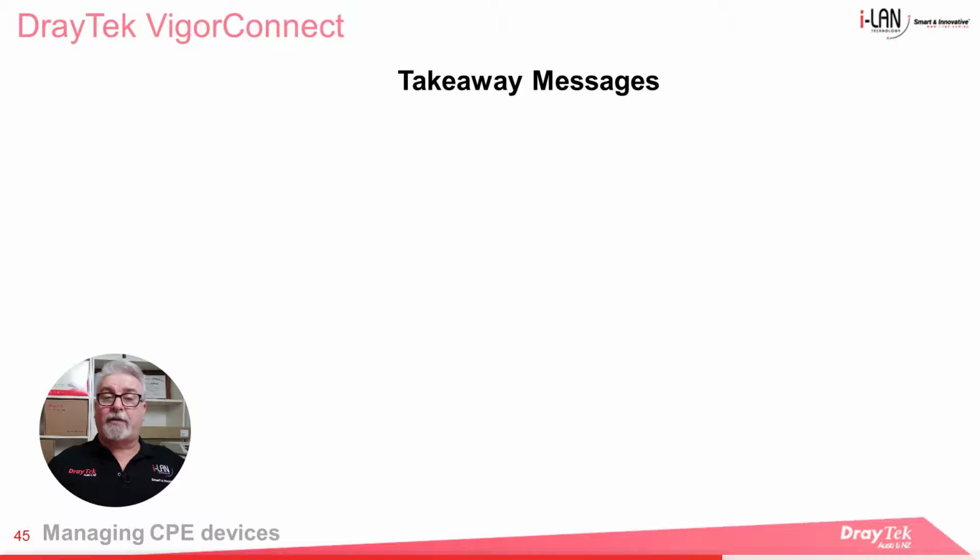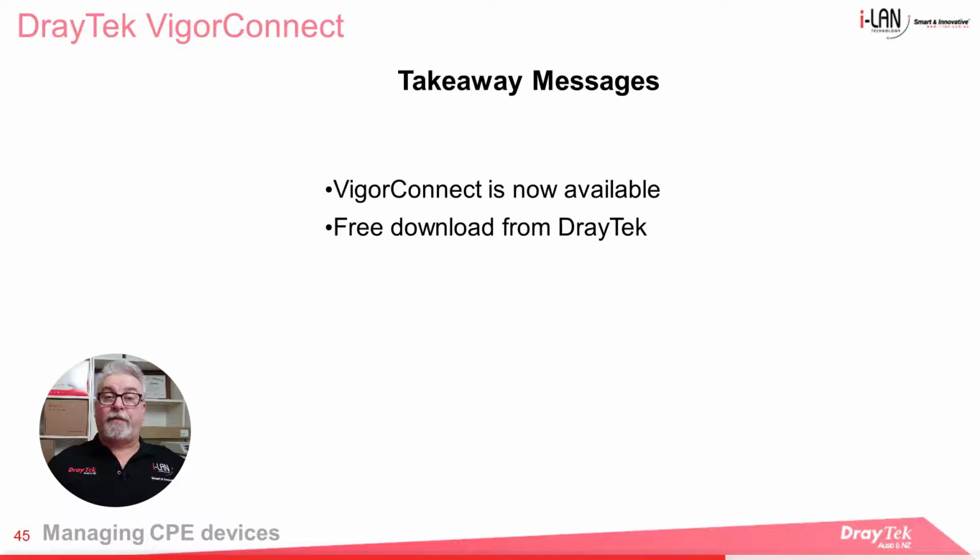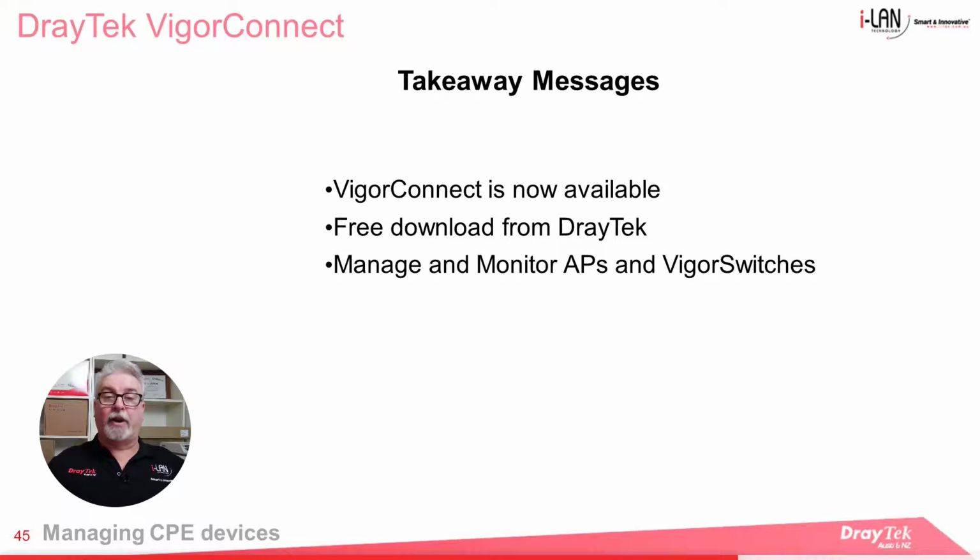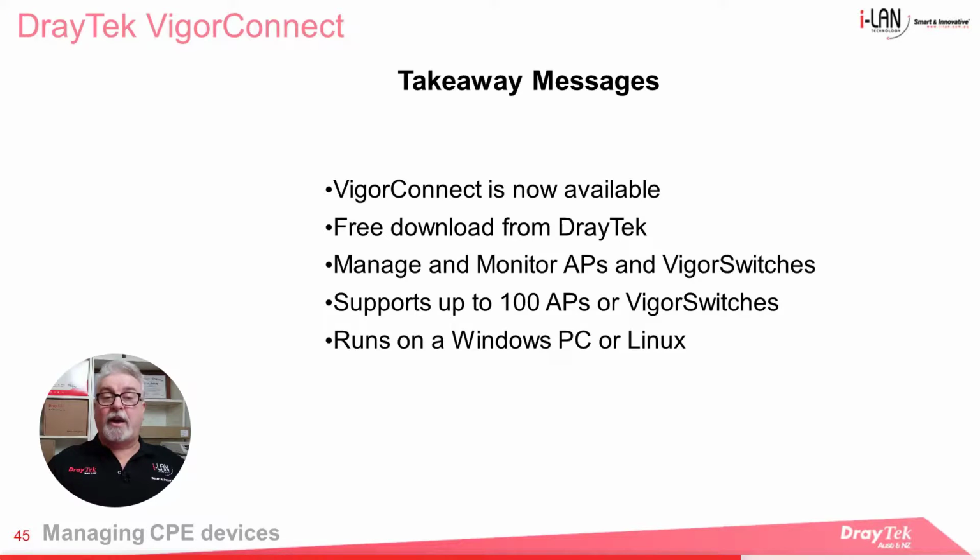Okay, the takeaway messages from this presentation are: VigorConnect is now available. It's a free download from draytek.com.au or draytek.com, so if you want to play around with it, download it and give it a try. Remember, in the network management section, you can delete any devices and start over if you think you might have got it wrong or if you just want to try again from scratch. VigorConnect allows you to manage and monitor access points and Vigor switches on a local area network. It supports up to 100 access points or Vigor switches, and it runs on Windows 7 or higher or Linux in the latest release.